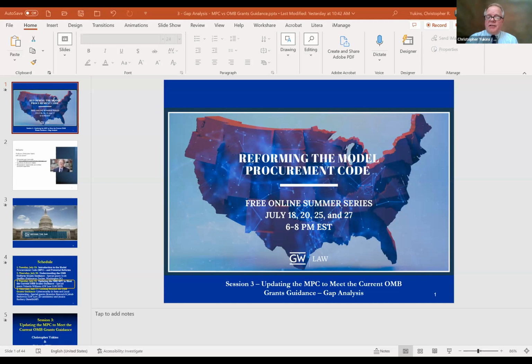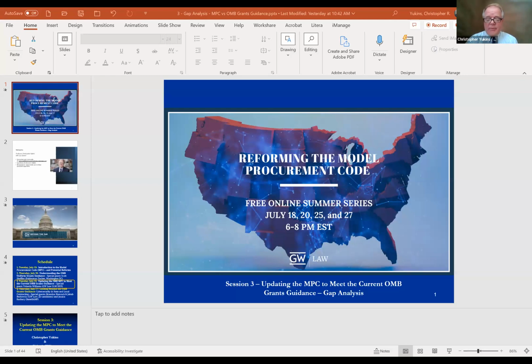This evening, we'll be discussing the next step in the analysis: a gap analysis, or what needs to be done in the Model Procurement Code to conform it to the grants guidance. I'll be joined in the second hour by Yolanda Williams, whose paper at GW Law School formed the foundation for this evening's presentation. She wrote about this gap analysis, and we'll be publishing her paper from GW on the program page in the coming days.